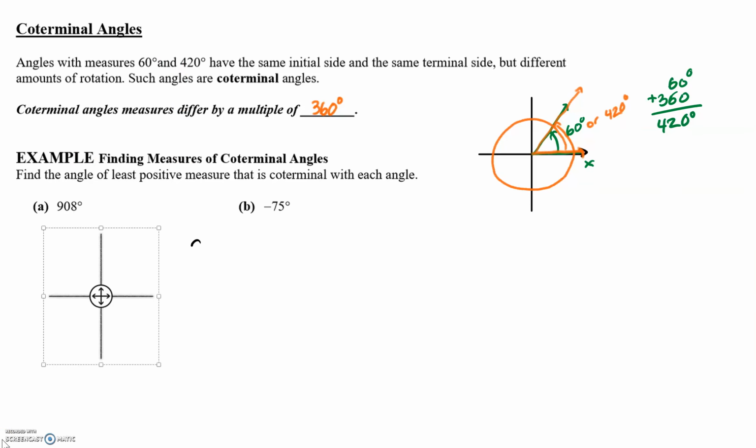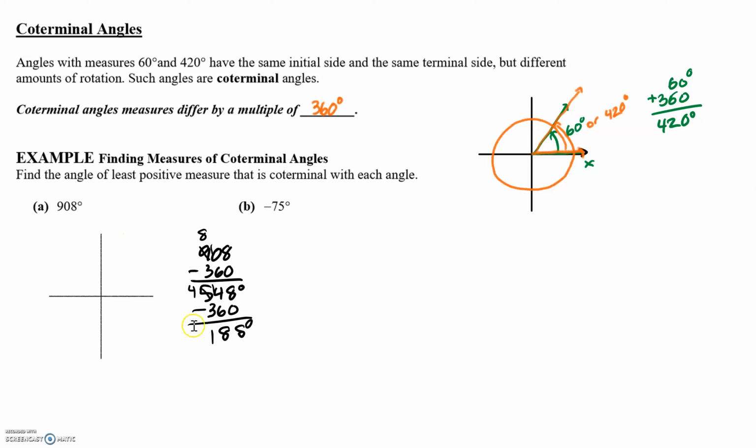If I take 908 and I subtract 360, what would I get? So we get 8. I'm going to make this a 10, borrow. That would be an 8. So it looks like it would be 548. It's still bigger than 360, so I'm going to do it again. I'm going to subtract 360 again and get 8. That would be an 8. So it looks like 188 degrees.